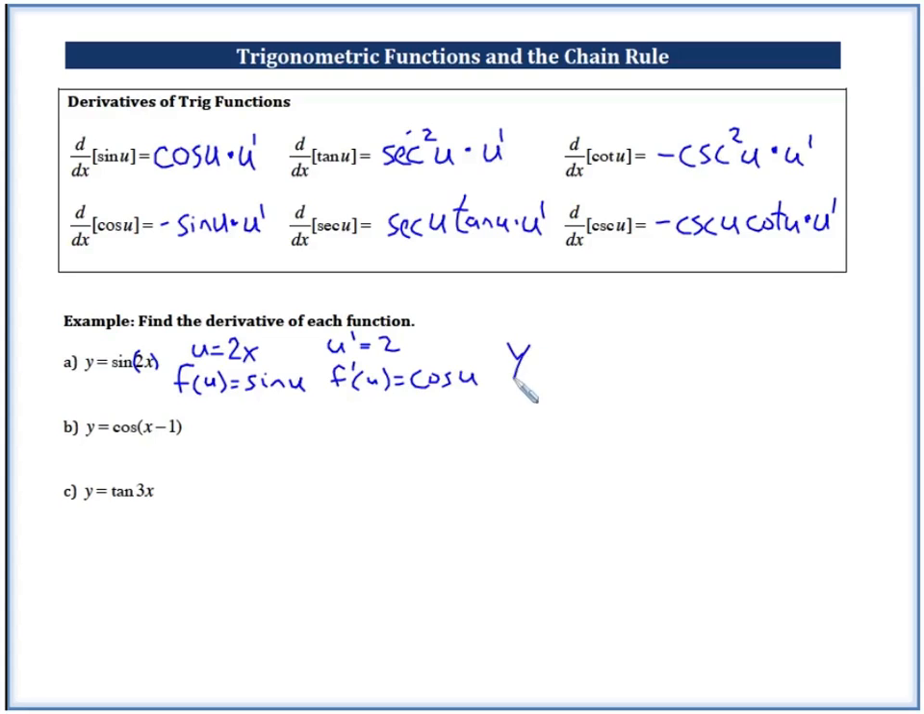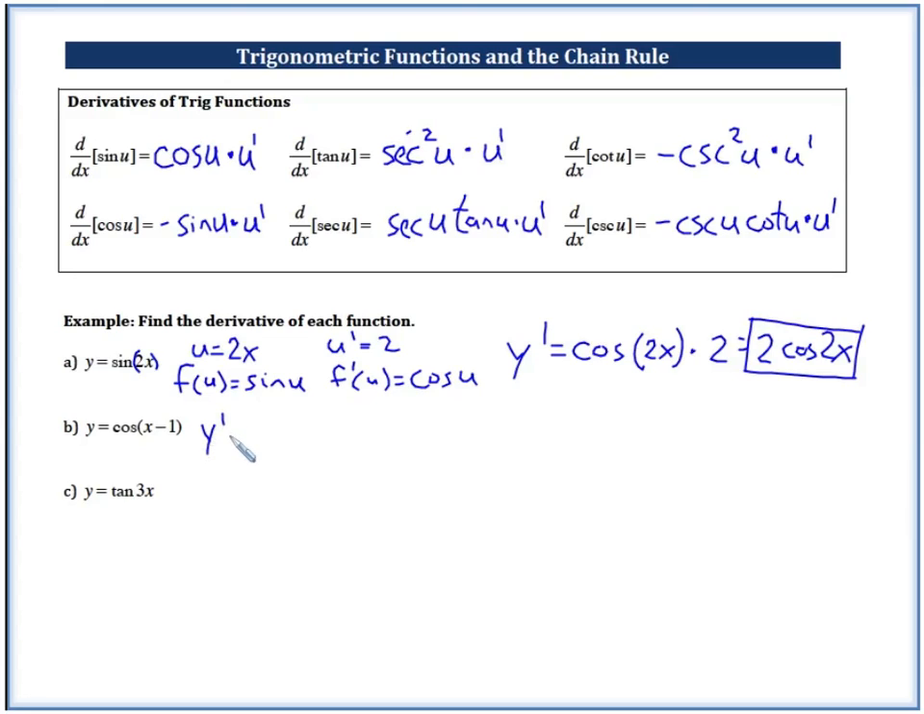So all in all, y prime is going to be cosine u, and we're going to go ahead and substitute u back in, times u prime, which is 2, and then we're going to rewrite this by moving the constant multiple to the front. So we get 2 cosine of 2x. And there is our derivative. So let's go ahead and try letter B.